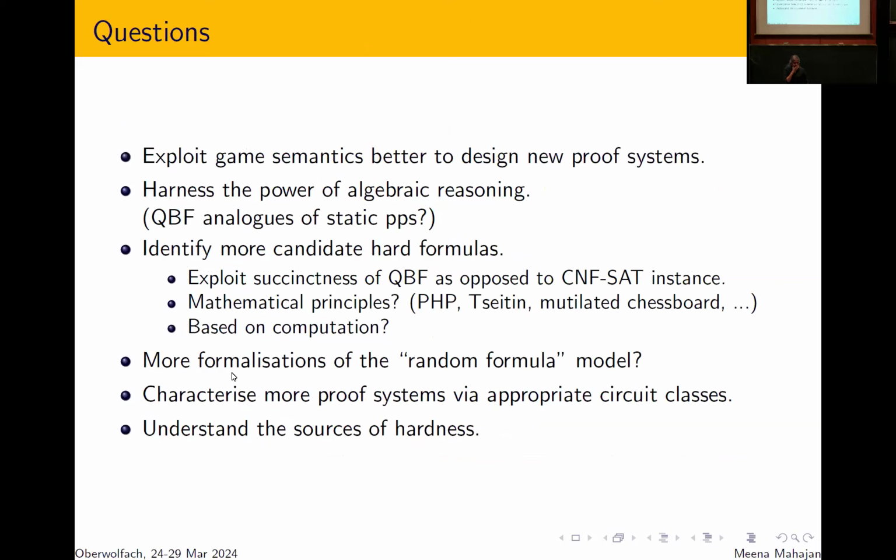So there are various questions that one could ask about QBF proof systems. In particular, the power of algebraic reasoning has not been studied so much, but we will hear more about it soon. We don't have that many candidate hard formulas. It would be good to have more. Formalizations of the random formula model, I think there's some more work that needs to be done, and so on.